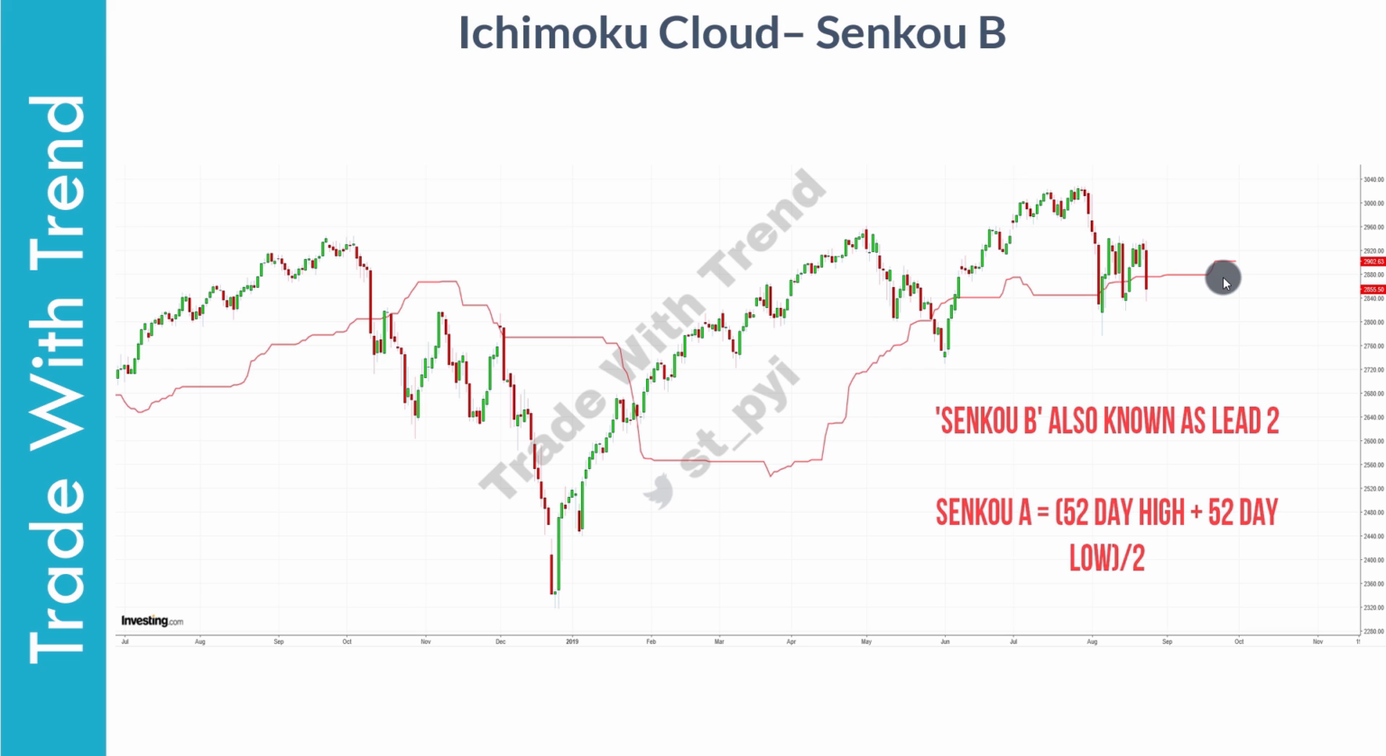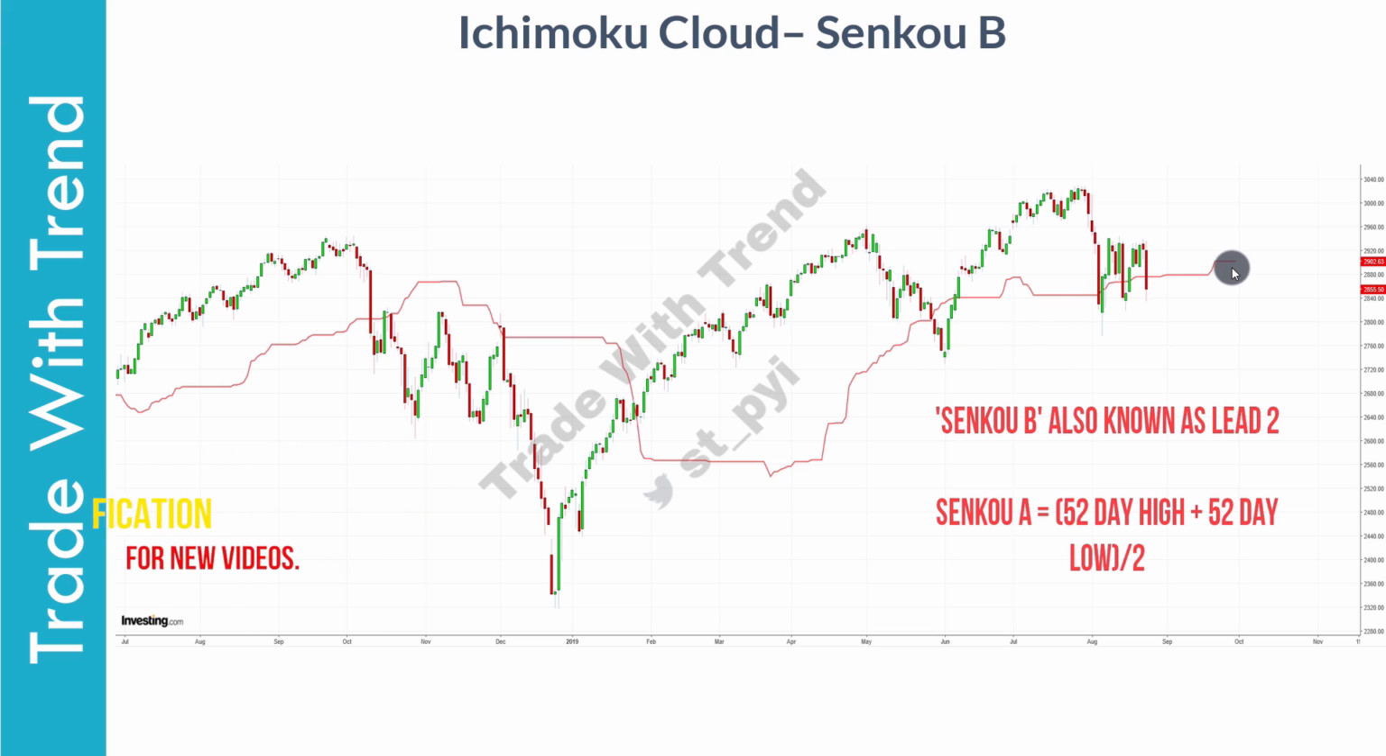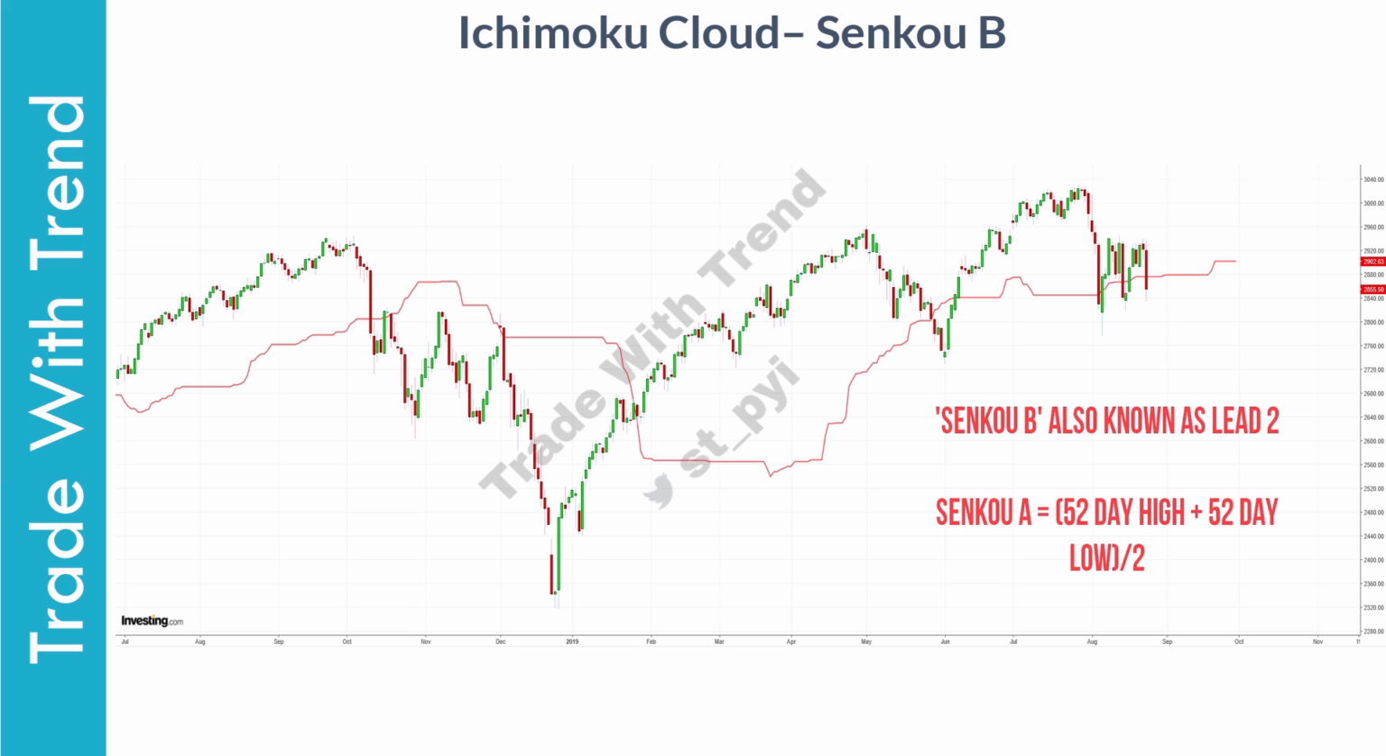In this chart, 52-day high is at this point and 52-day low is at this region that I've marked. Senkou B therefore is the average of both these levels. Now similar to Senkou A, if level of Senkou B is rising in future, it is considered as bullish. On the flip side, if Senkou B is falling in future, it is considered bearish. Let us now understand trend implication with Senkou A and Senkou B together.